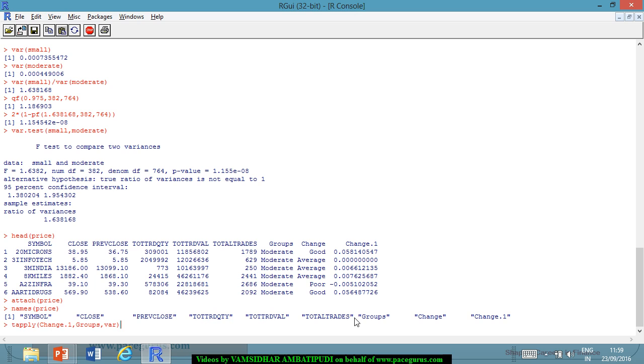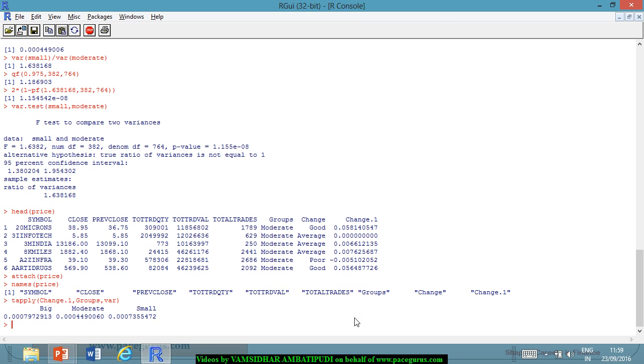So my tapply is actually computing the variance of each of the groups. For the big, the variance is around 0.0007. For the moderate, the variance is around 0.0004. And for the small also, it's looking like the variance is around 0.0007.